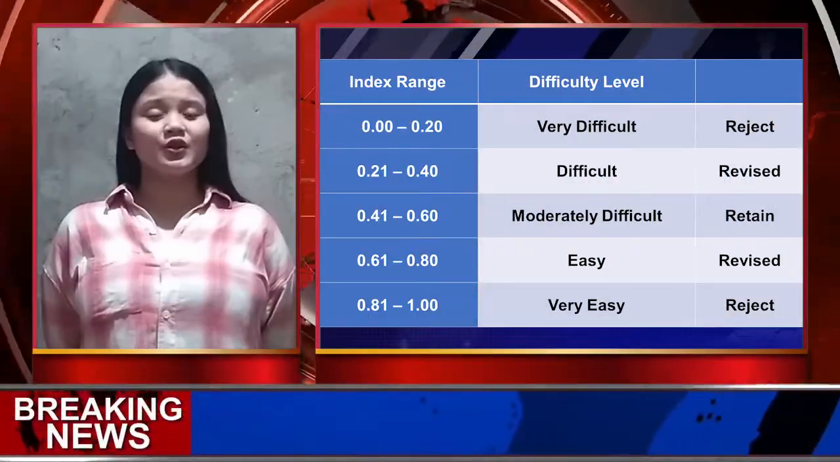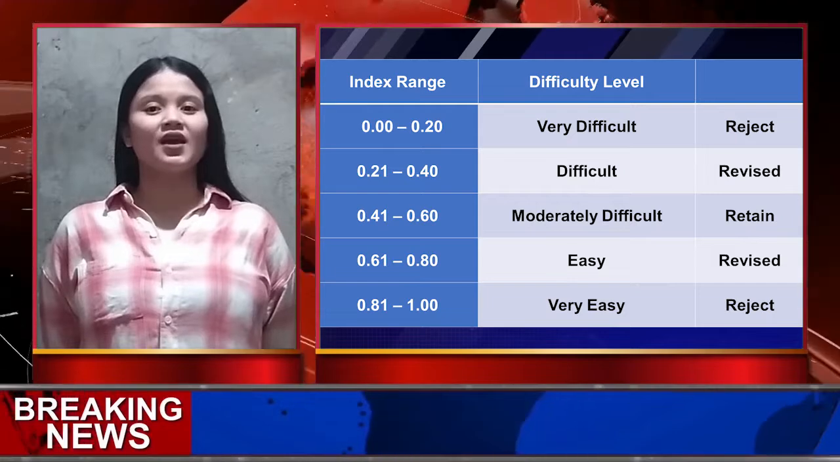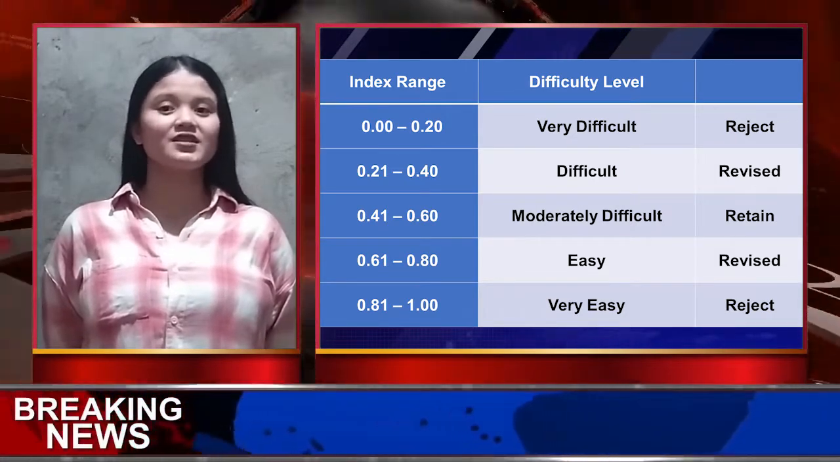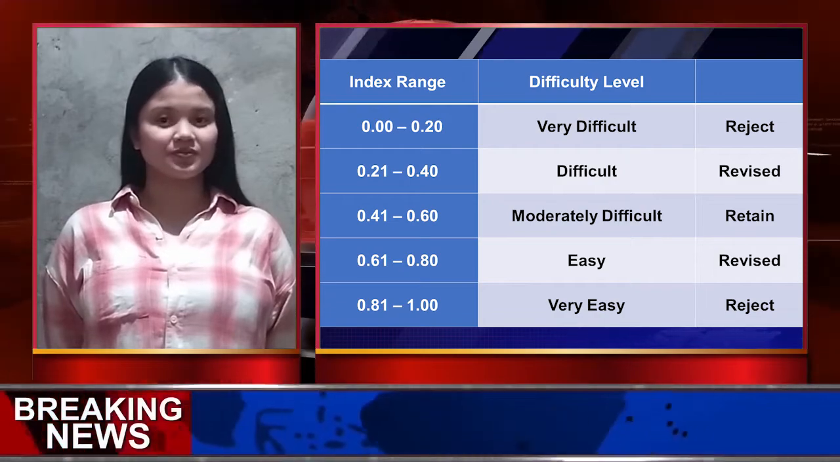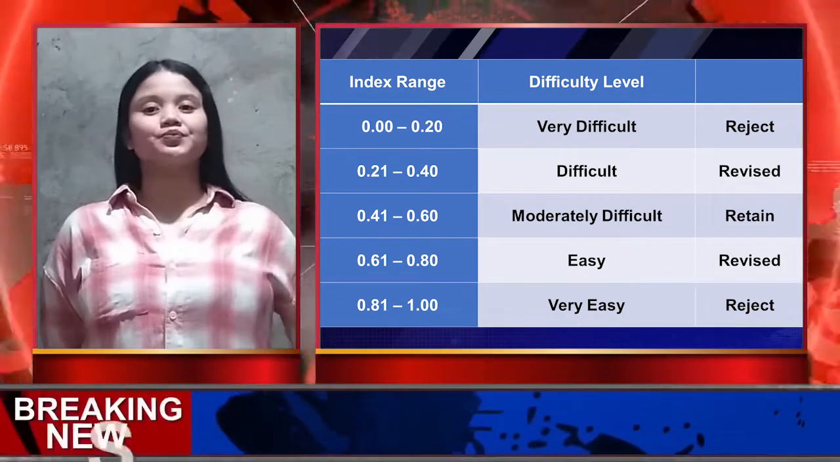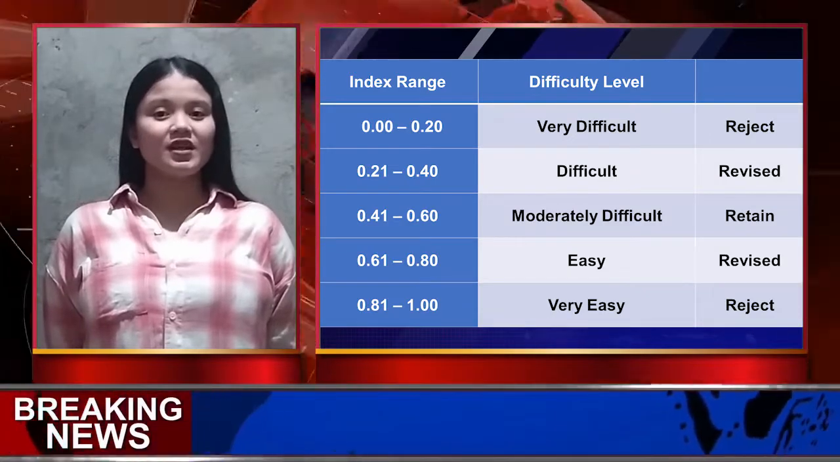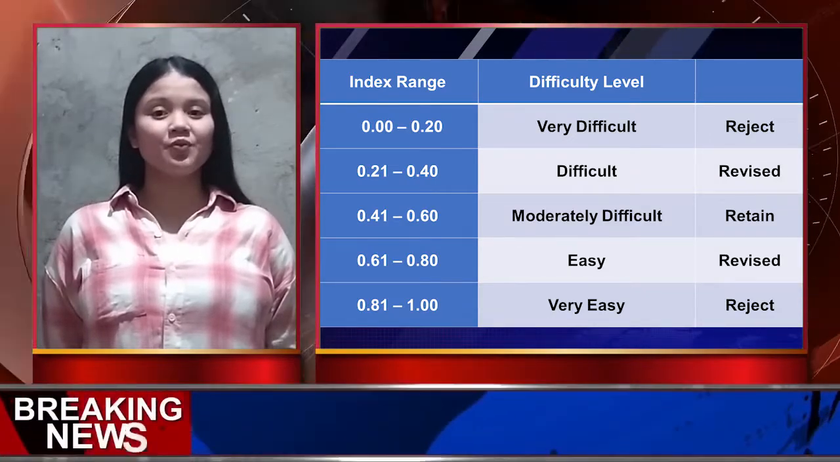Difficulty index pertains to the proportion of the students in the upper and lower groups who answer an item correctly. Looking at the table, the lower the difficulty index, the higher the level of difficulty. Take note that the desired index of difficulty must be lower than 0.80.